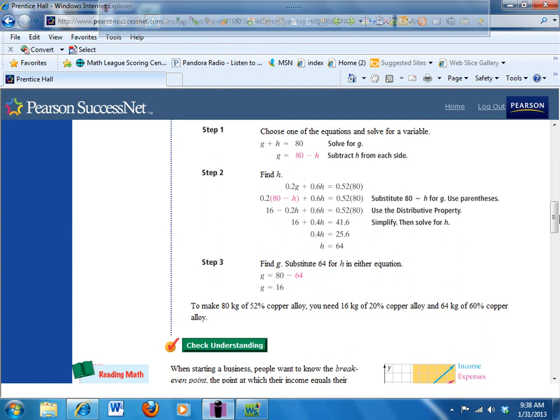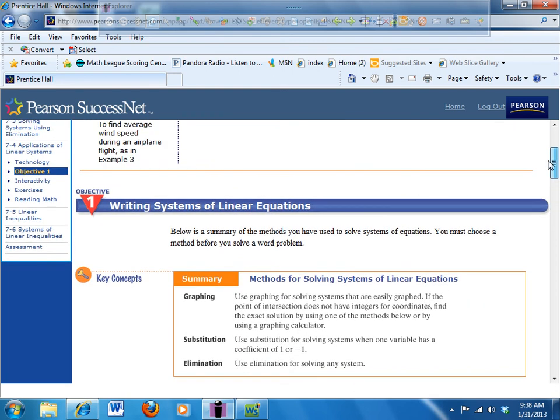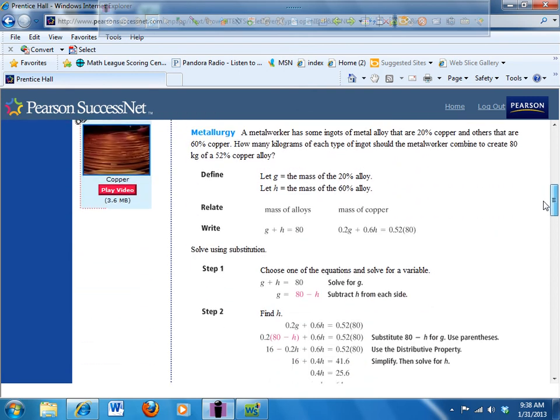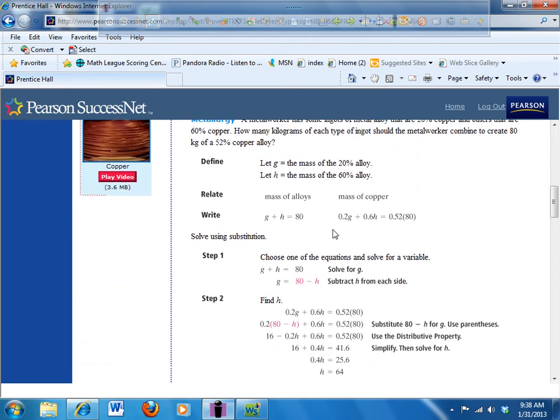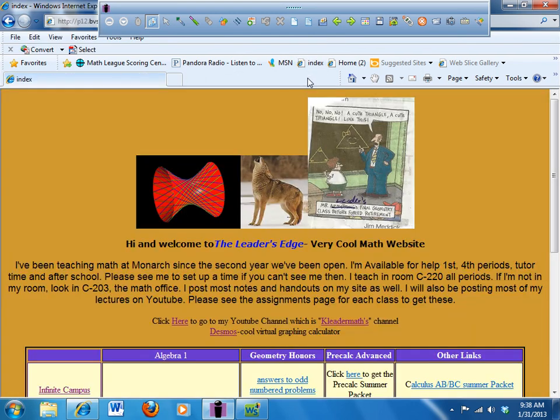Okay? So you will have a mixture problem on your test. So it's probably a good idea to know how to set that up. Okay? And usually it'll look just something like that. Okay? All right.